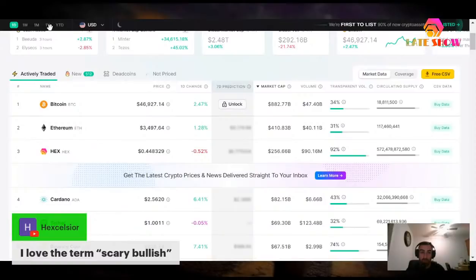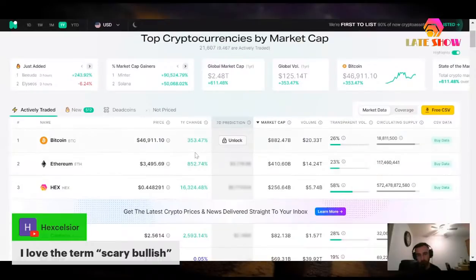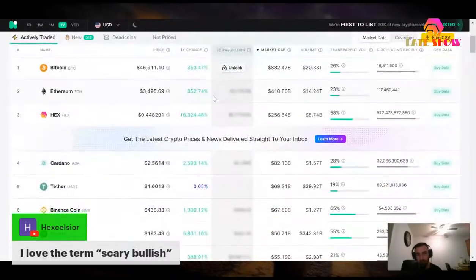I mean, look at this. Look at these one year stats. So the past 12 months, I'm going to click, just looking at Nomics, 16,322%. Like really? 353% in Bitcoin, 852 in Ethereum. Those are good results, right? That's good. That's beating any 401k, that's beating any stock.